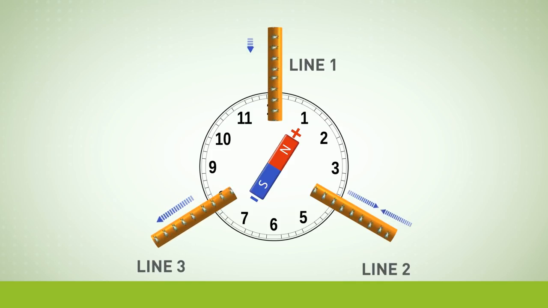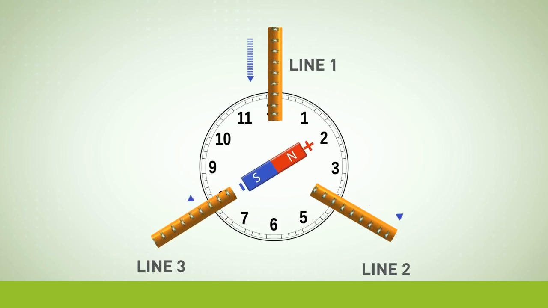But they are still moving in line 1 attracted by the closer north pole, and they are moving in line 3 repelled by the south pole. When the magnet's north pole faces 2 o'clock, then line 1 and 2 are affected by the north pole, but the south pole is directly opposite line 3, so it's now at peak current.